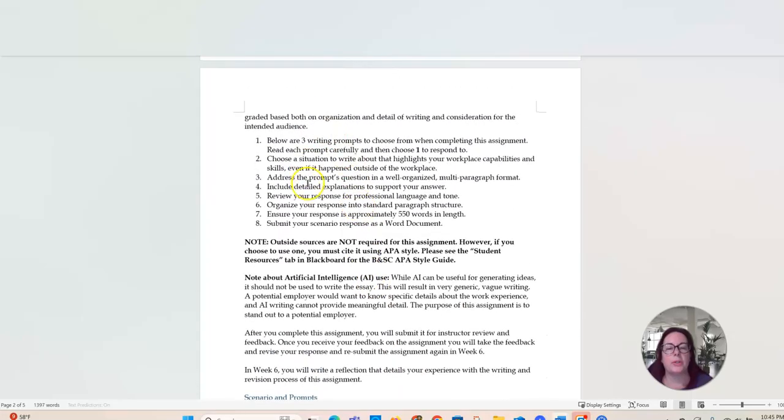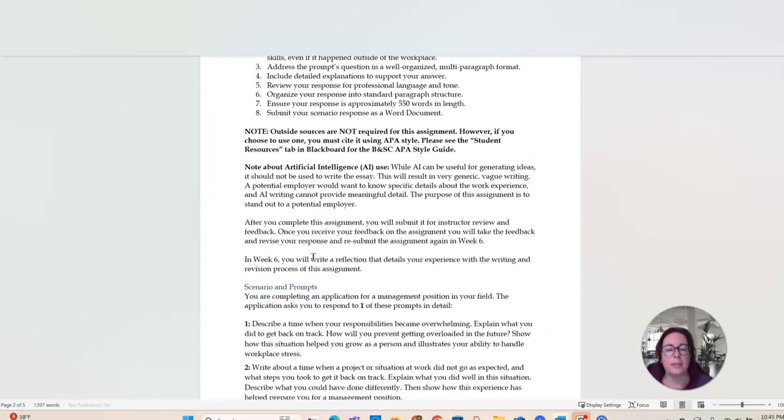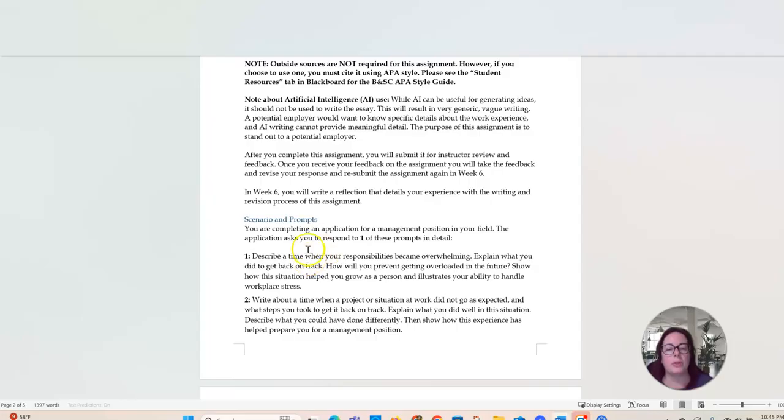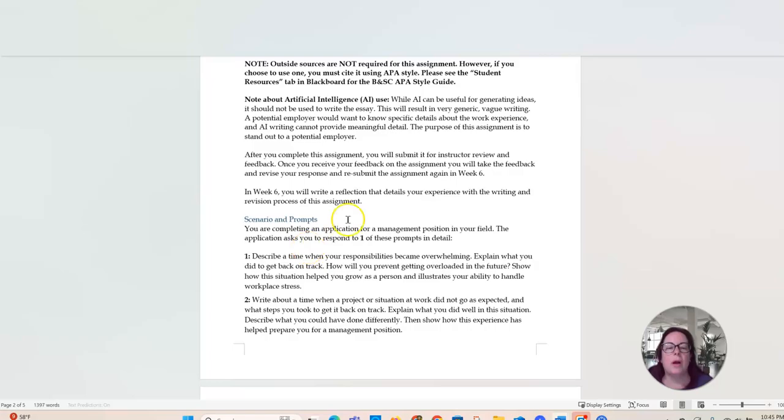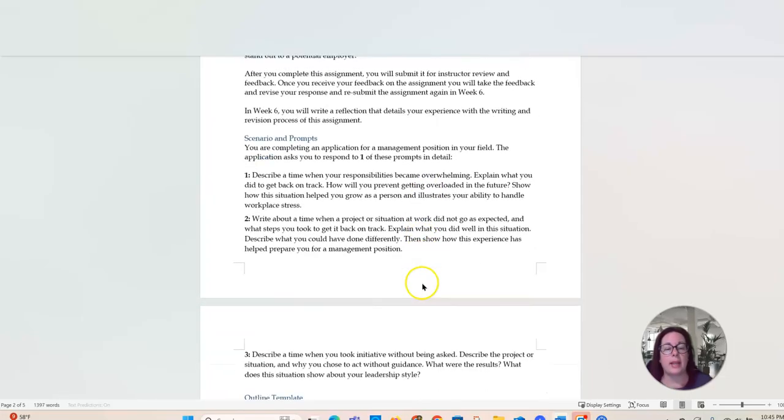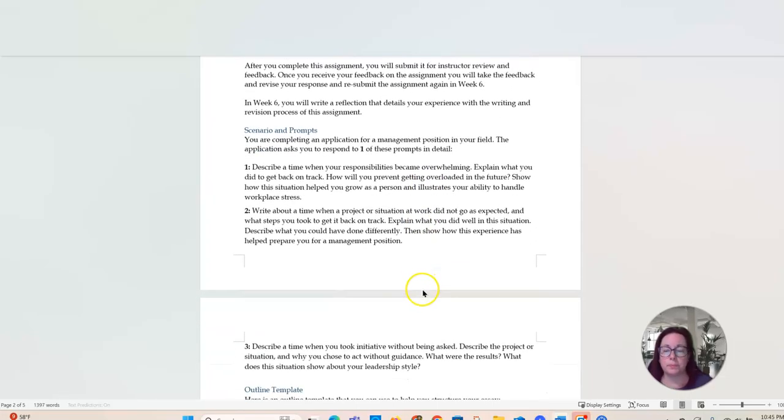I want you to make sure that you are reading through all the requirements here. But the other thing I want you to think about is that you're going to choose one of these prompts and that you are completing an application for a management position in your field. So you want to put your best foot forward and describe an activity in your life, either in the workplace or some other kind of life activity that you have had, that answers one of these prompts.